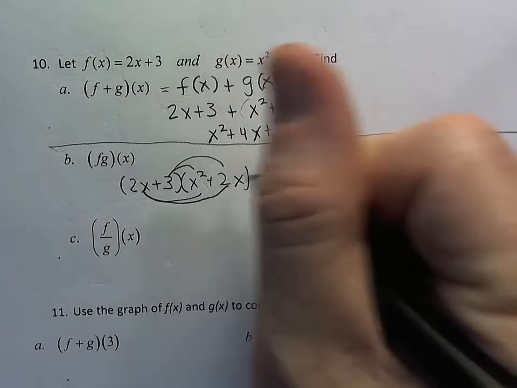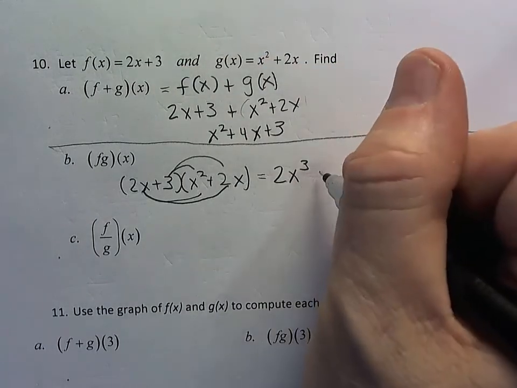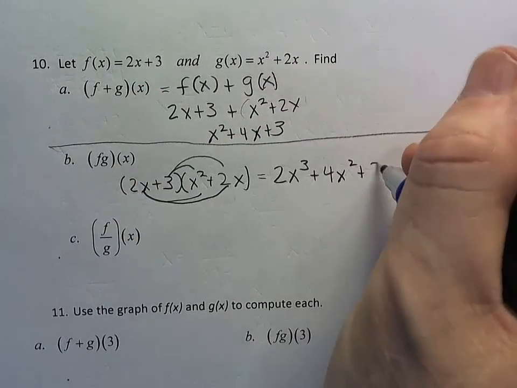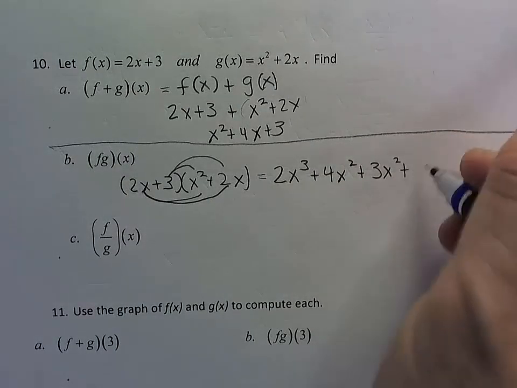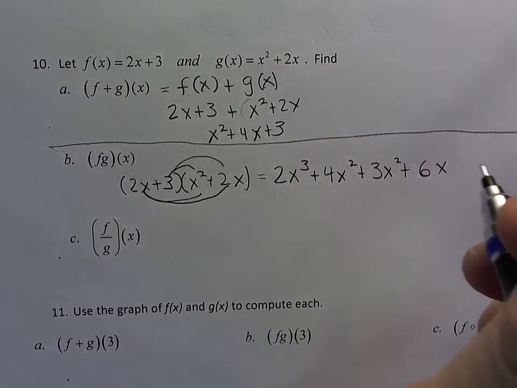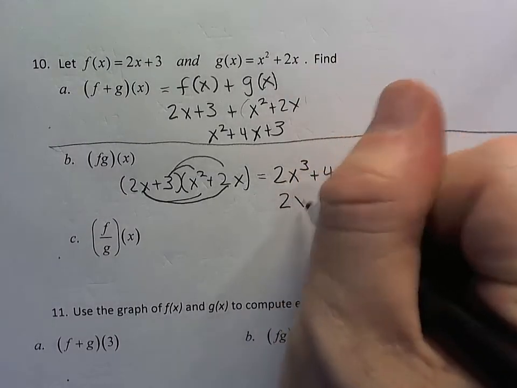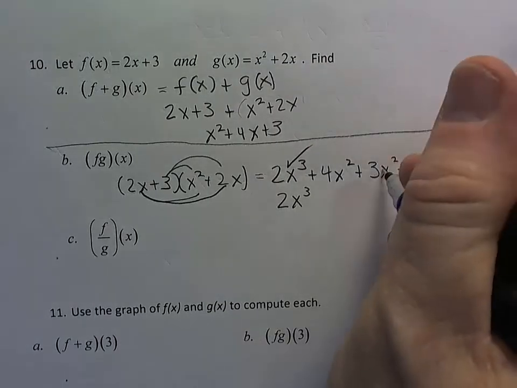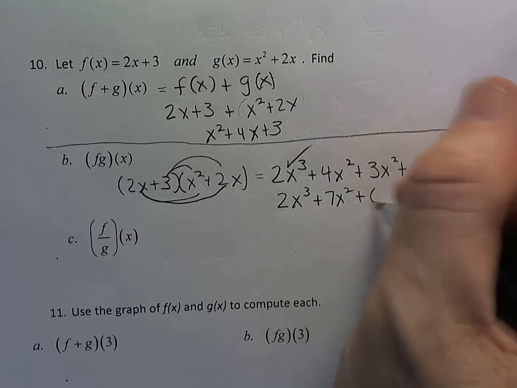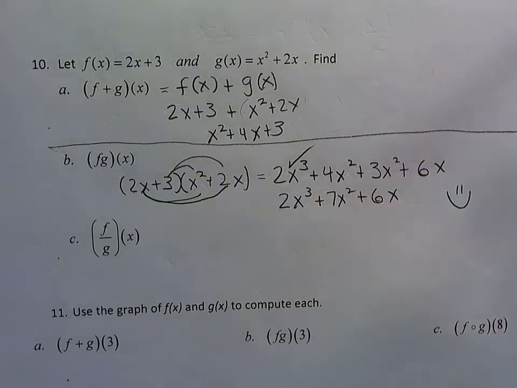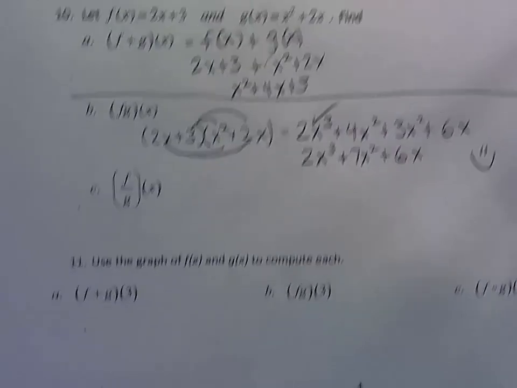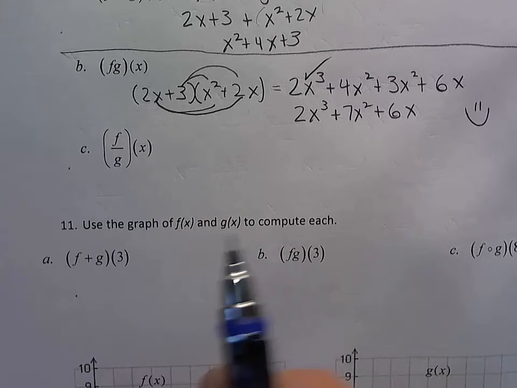So we've got 2x cubed plus 4x squared. And then I distribute the 3 through, plus 3x squared plus 6x. So let's see what we got here. We've got 2x cubed. Check that off. 7x squared plus 6x. There's all that. Okay. Now let's mosey on down to this one.